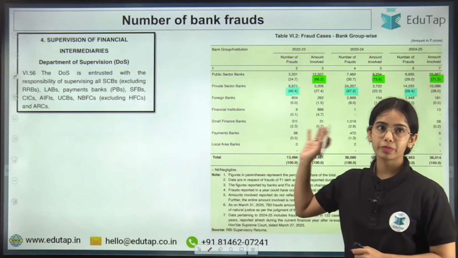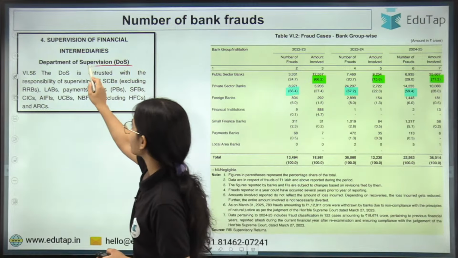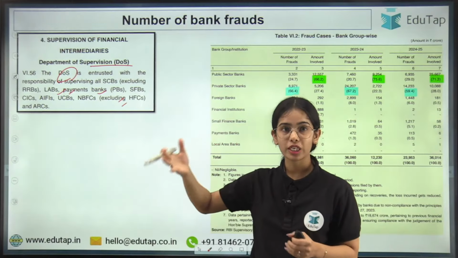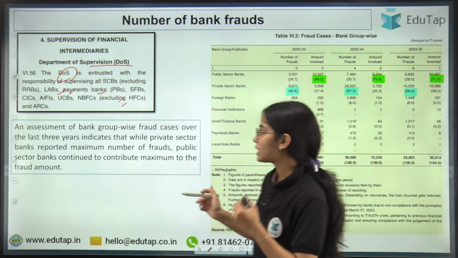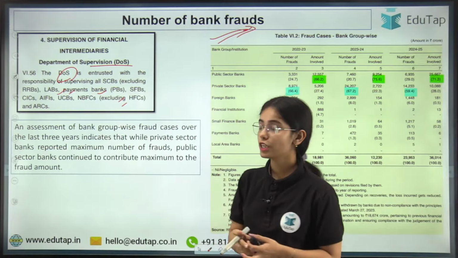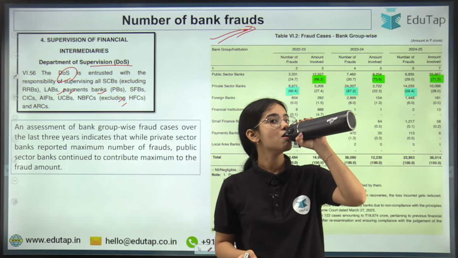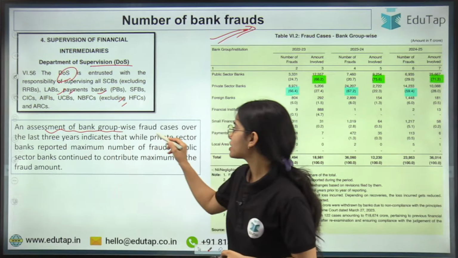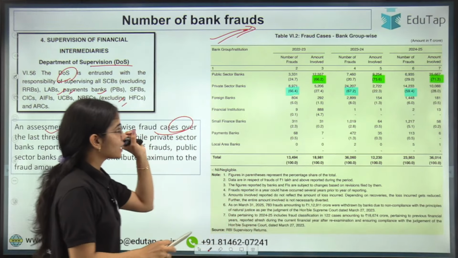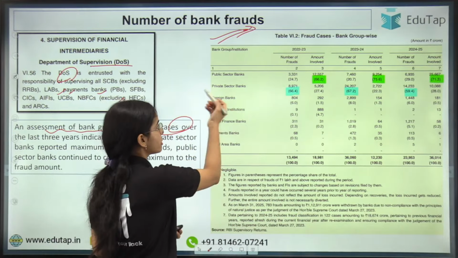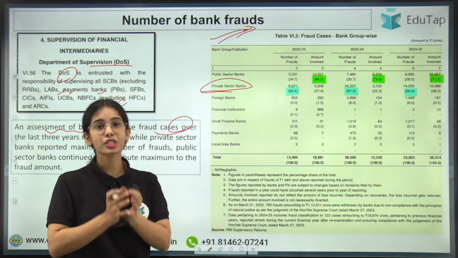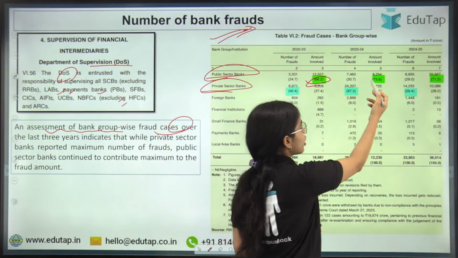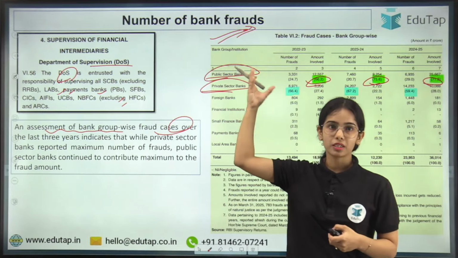Next is the supervision of financial intermediaries. The Department of Supervision supervises the different entities, while the Department of Regulation makes the regulations. Now we will discuss the number of bank frauds. An assessment of bank group wise fraud cases over the last years was done, and the largest number of frauds has happened under the private sector banks. The largest amount of frauds has happened under the public sector banks, so the amount involved in the frauds was maximum under the public sector banks.